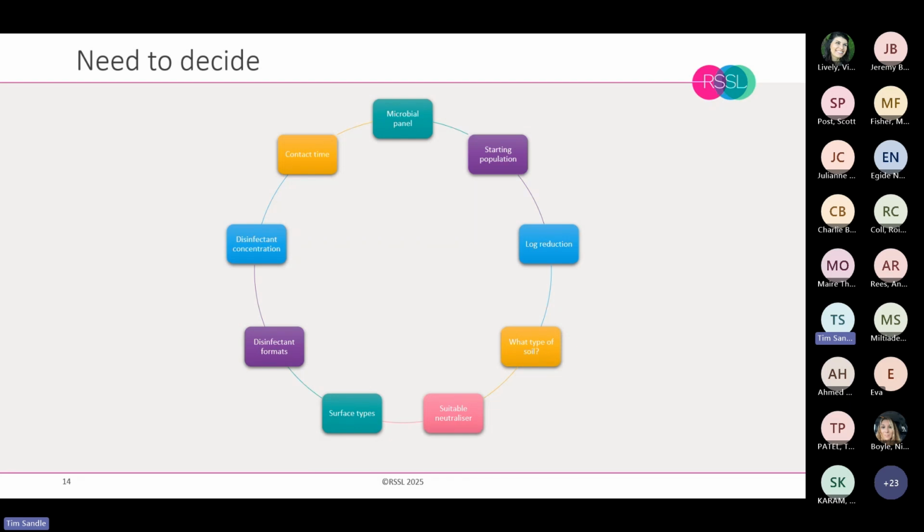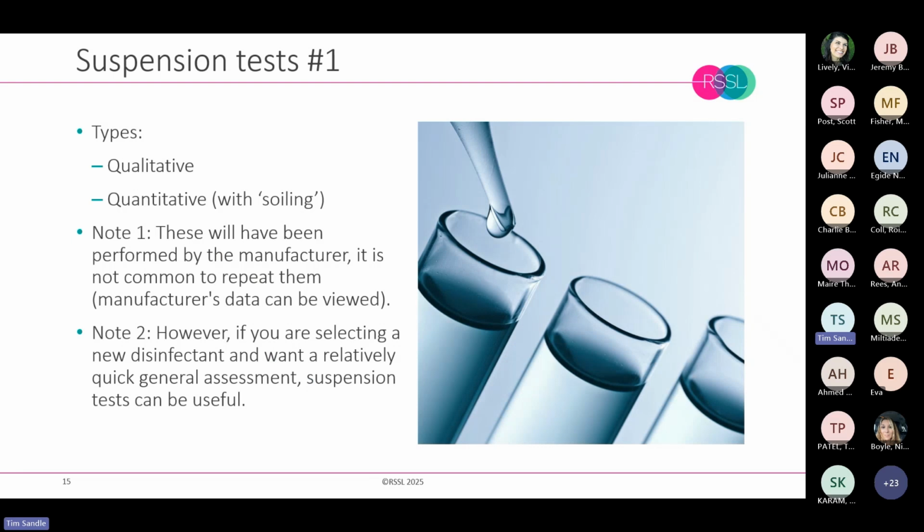And then the contact time: how long are we going to wait for the disinfectant activity to last? So you can see it becomes a relatively complex series of decisions that we need to make. And if we don't do all that thinking up front, then we could either end up with the wrong things, or we could get muddled up partway through our qualification exercise. Right, so now we're going to have a look at the different test steps.